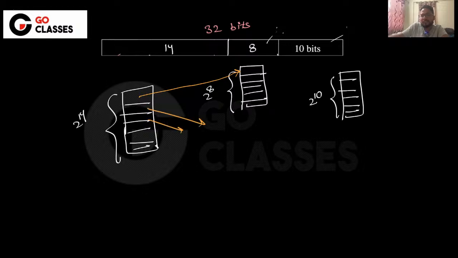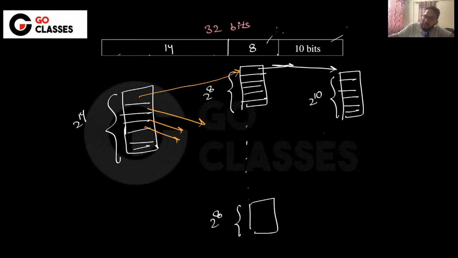So how many such chunks at this level? Since each entry is pointing to one chunk, there are 2 power 14 such chunks, right? Each is having 2 power 8 entries. So how many total entries am I having? 2 power 8 into 2 power 14, which is 2 power 22. Now this is pointing to each chunk of size 2 power 10. How many such chunks are there? Since there are total 2 power 22 entries, there are a total of 2 power 22 chunks, right?